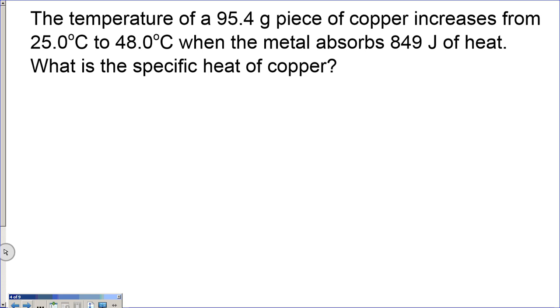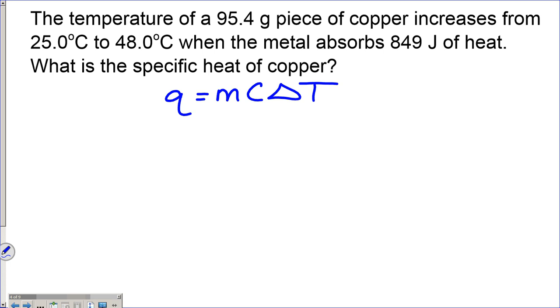So here's a sample problem. It says the temperature of a 95.4 gram piece of copper increases from 25 degrees Celsius to 48 degrees Celsius when the metal absorbs 849 joules of heat. And it wants to know what the specific heat of copper is. So remember, we're using our same equation, Q equals MC delta T.